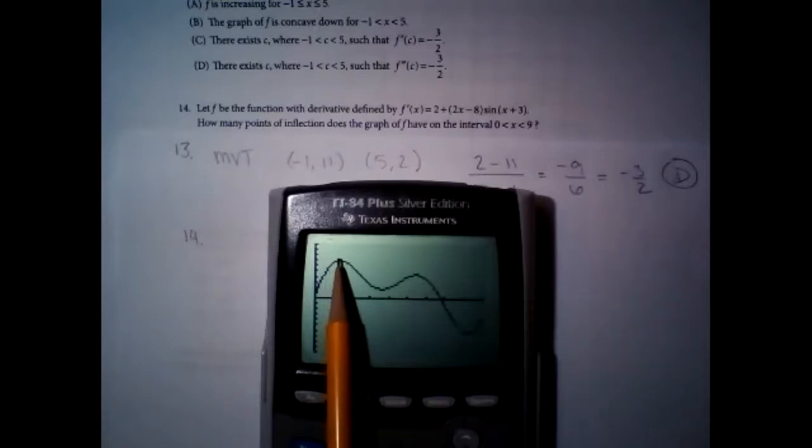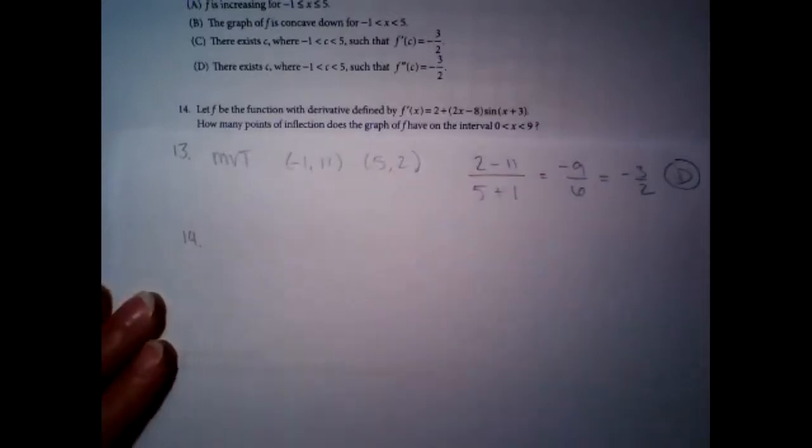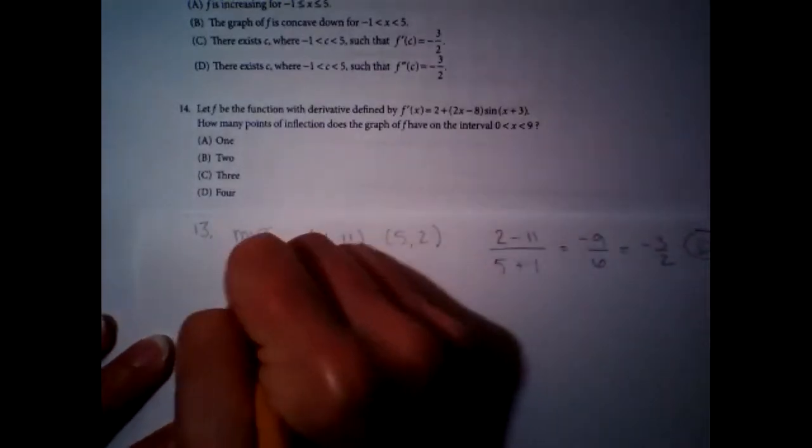So it looks like we're going to have not a critical point, an inflection point. We're going to have an inflection point here and here and here and here. So there are 4 of them. It doesn't ask what they are, just how many are there. And there are 4 of them, so that is D.